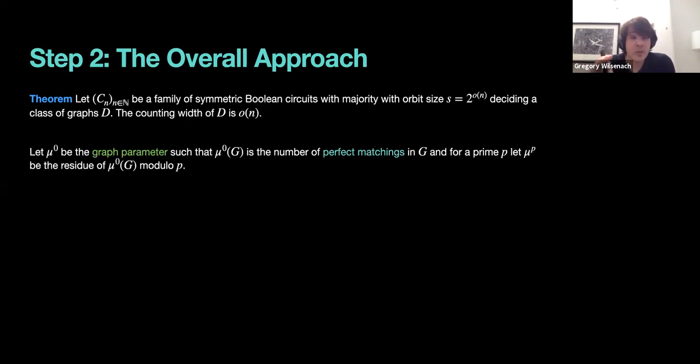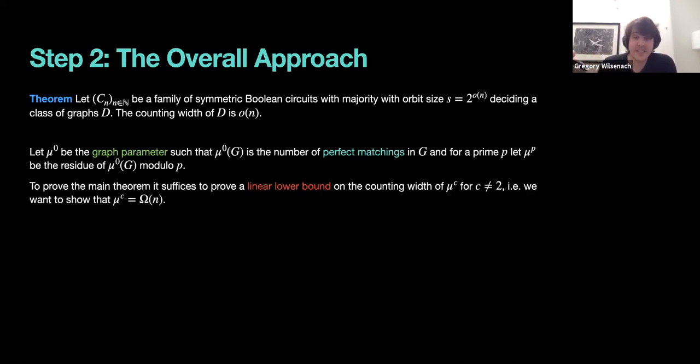So let μ_0 be the graph parameter that maps a graph to the number of perfect matchings in G. And for a prime P, let μ_P be the residue of this modulo P. As I said, to prove the main theorem, we just need to prove a linear lower bound on the counting width. And once we have a linear lower bound on the counting width, we have an exponential lower bound on the size of the orbits for the Boolean circuits. And then by the earlier observation, we therefore have an exponential lower bound on the size of the arithmetic circuits deciding this problem.